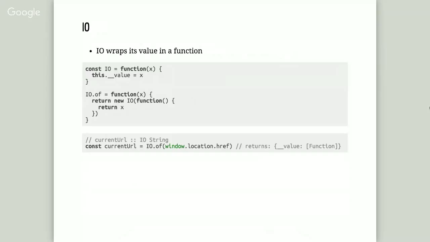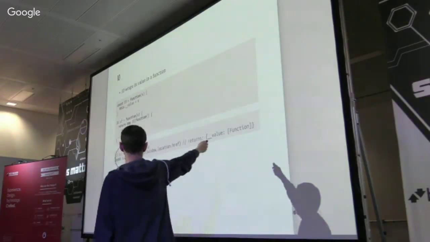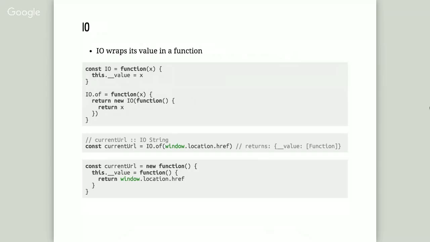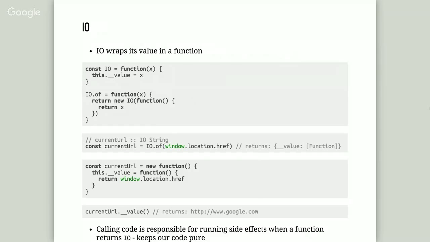So if I put window.location.href inside an IO, window.location.href is impure, right? Because it comes from the outside world. Its value is changing with time. So I do that, and I get back something which has got an underscore value, which contains this function. And the function looks a bit like this. It's just going to return window.location.href. And then I can call that and get back google.com or whatever.